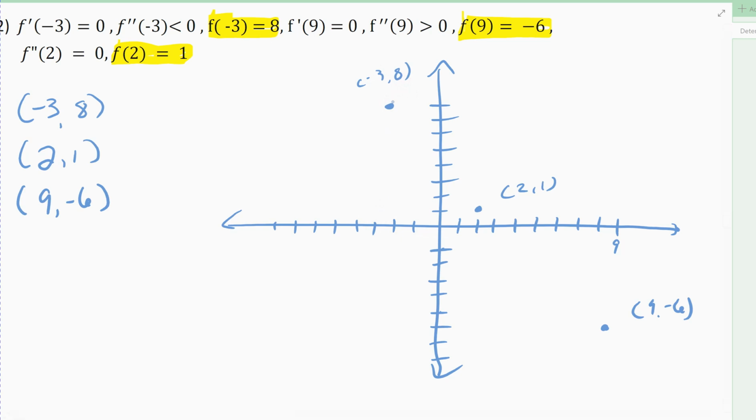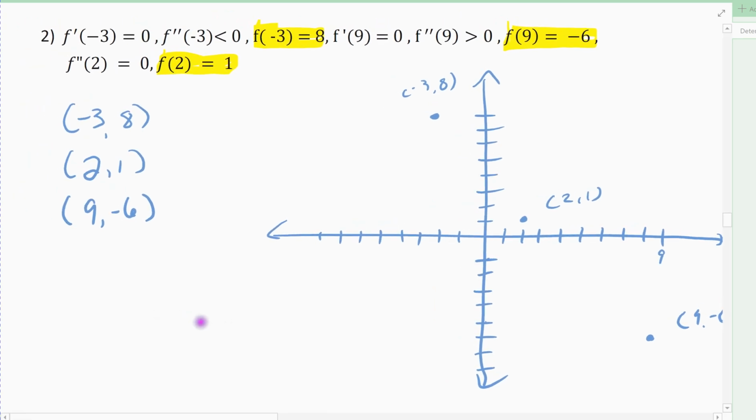Now, based on this, just my knowledge of it, I'm going to guess that the 2, 1 is an inflection point. The negative 3, 8 and the positive 9, negative 6 are going to be critical values. But I don't know that. It could be a weird kink in my... One of them could be with that S shape, and it might not be. Alright, but right now, that's all I have. I just plotted those points.